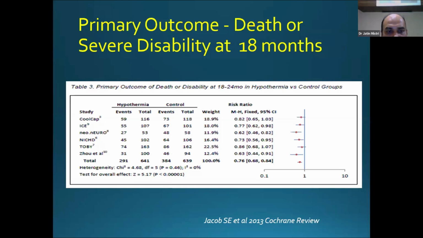You can see the major trials, like the NICHD trial, TOBY trial, neo.nEURO trial, ICE trial. So there were a number of trials included, and it clearly showed this. You can see the forest plot. All the trials were definitely favoring the therapeutic hypothermia arm, and these were standard, very high-quality trials, and this was proved. This systematic review not only looked into the primary outcome, it looked into a number of secondary outcomes as well.